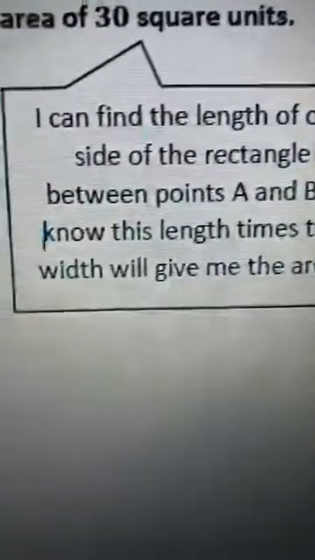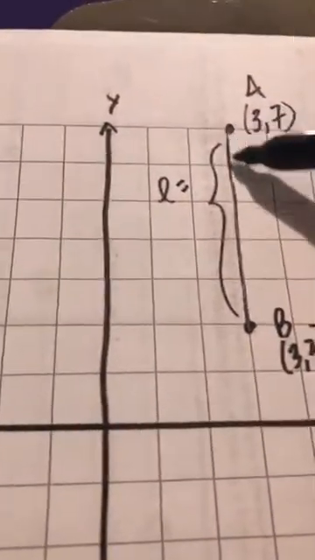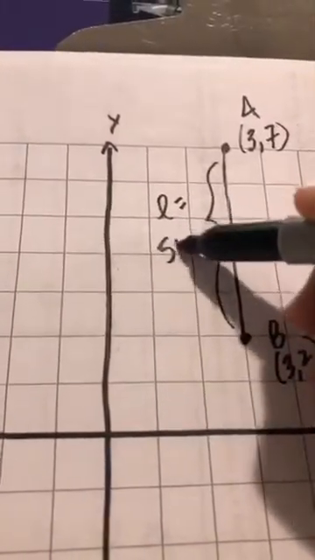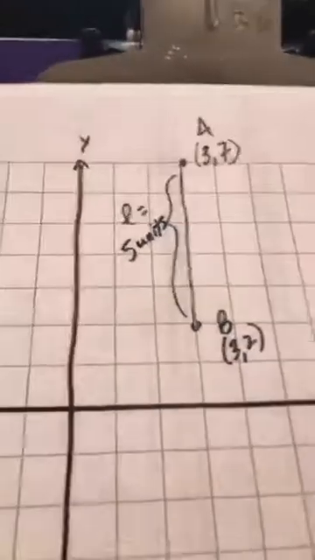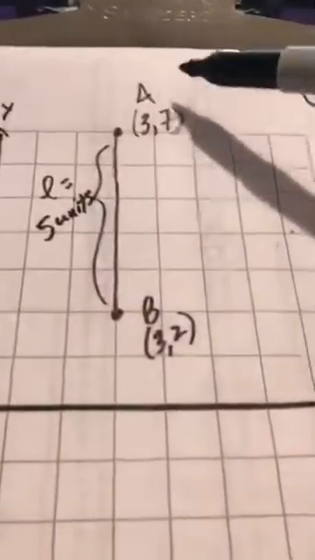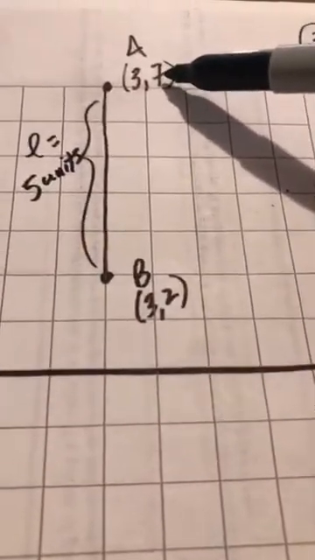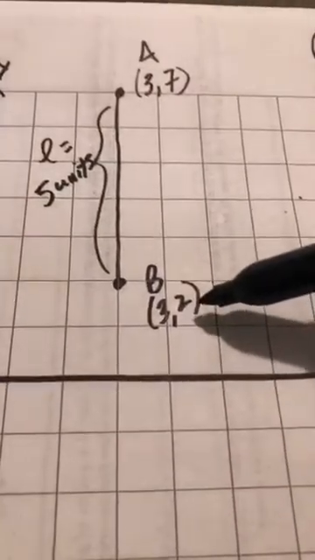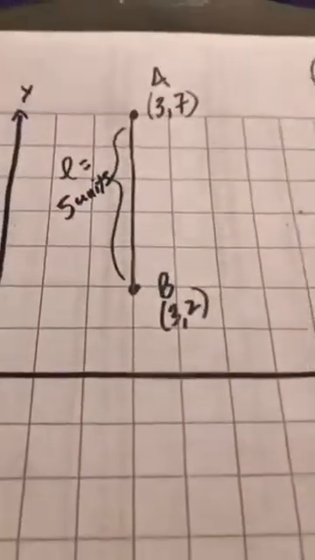right? So if this is the length, I know the length times the width gives me the area. So if we already have this and it's the length, let's say, we know it's 1, 2, 3, 4, 5 units, right? That's 5 units long. Again, the other way we learned was you take the y value, the 7, and subtract the 2. 7 minus 2 gives you 5, okay?